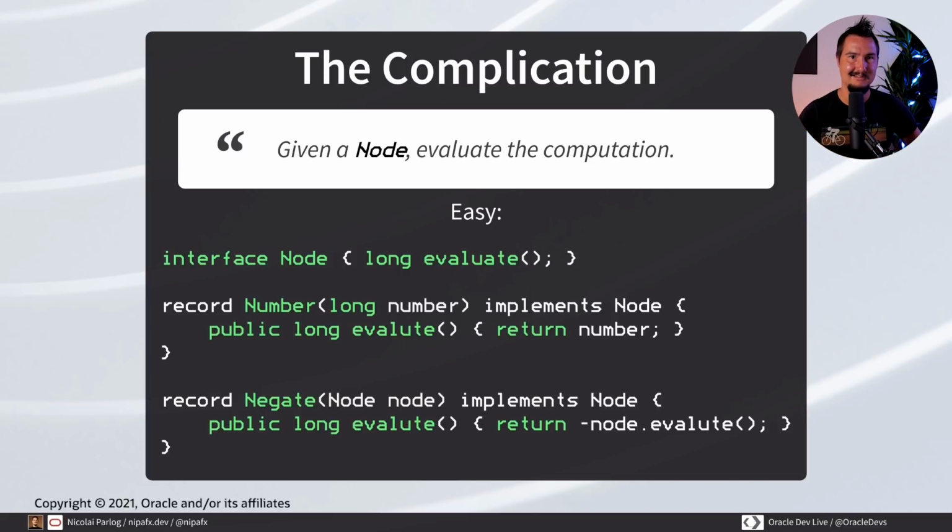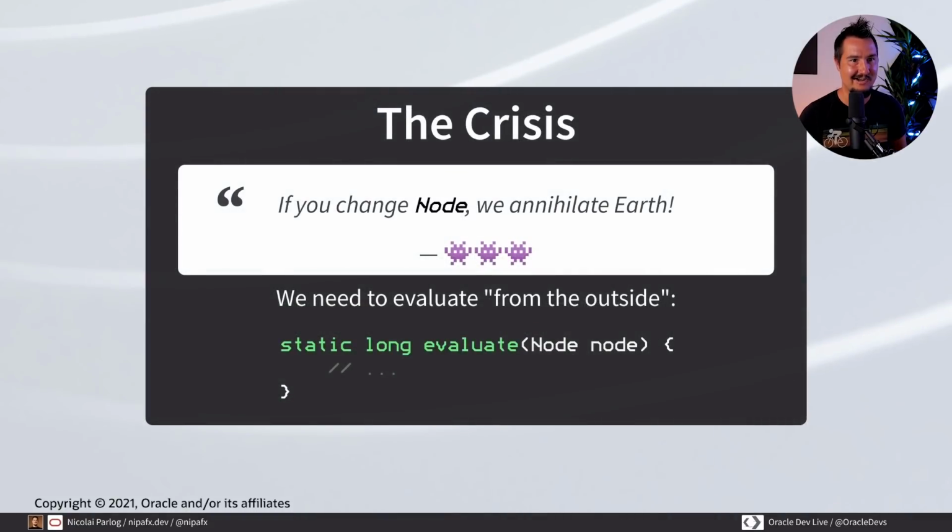But wait, we need a crisis here. So, since we're outer space themed, aliens, those are the crises. If you change the node, we annihilate Earth. So we're not allowed to add a method to node. We're not allowed to touch those classes and change them. We need to evaluate them from the outside. And this is the suspension of disbelief part, and we're going to come back to it later.